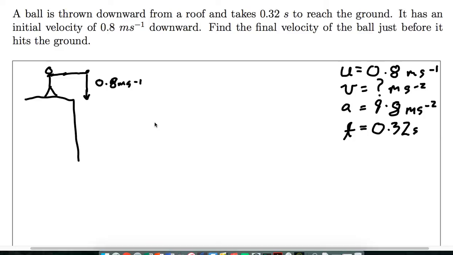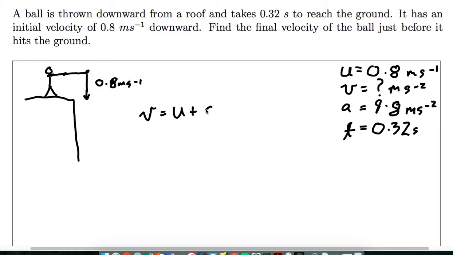But so once you've got your formula, you can say, all right, which of the bits do we have? Do we have an S? No, we don't. So neither of the ones that include an S are going to be very useful to us. We have a V in the sense that we want to know what V is, and we have a U, an A, and a T. So the logical one to use is going to be V equals U plus AT.